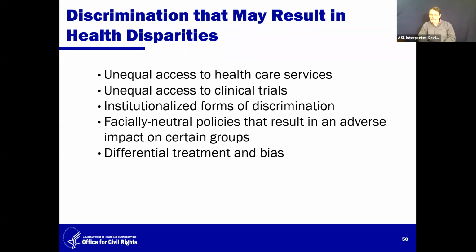So the discrimination that may result in health disparities include unequal access to healthcare services, unequal access to clinical trials, institutionalized forms of discrimination, facially neutral policies that result in an adverse impact on certain groups, and differential treatment and bias. Next slide, please.